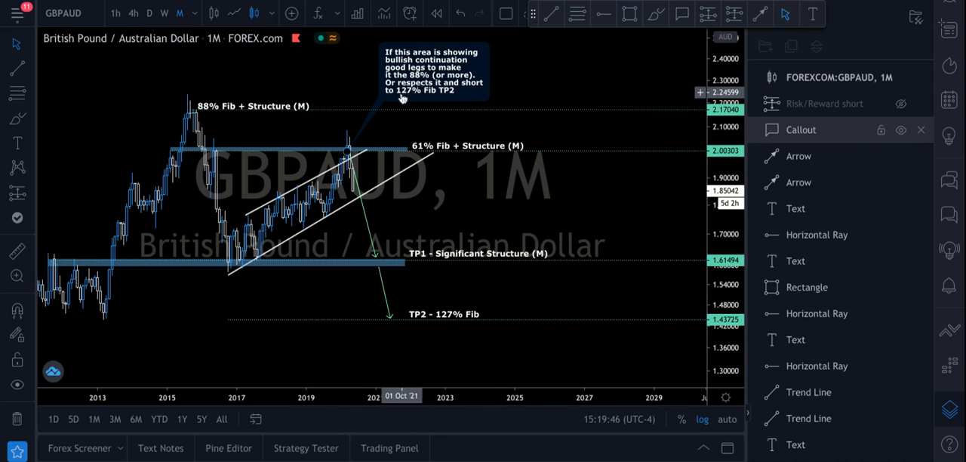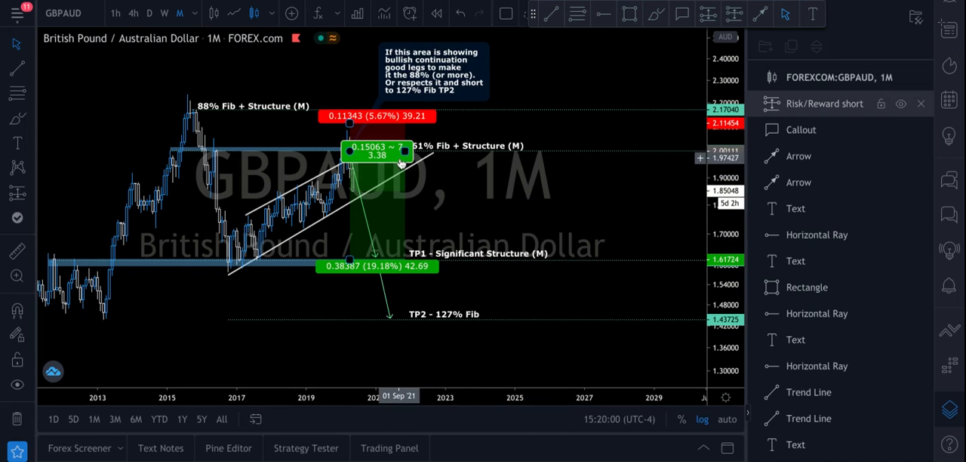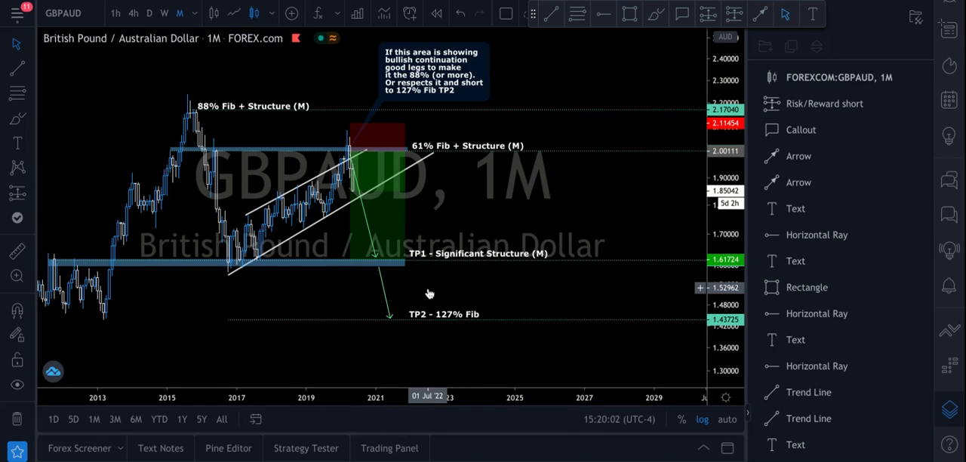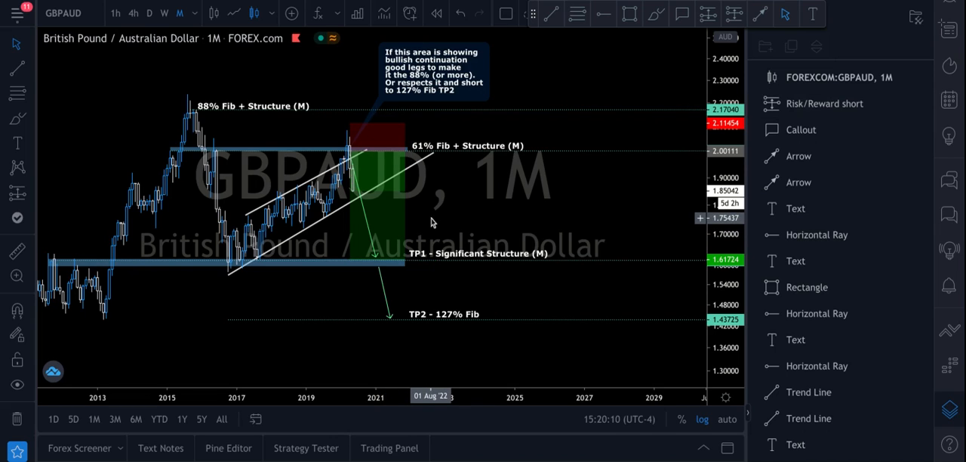However, if it does continue to respect this area as resistance, then we were going to be looking for shorts towards the 127 fib of TP2, and then monitoring price towards the TP1. So this is kind of what I had going on over the last couple of months. If you go back to the profile on TradingView, you can see that we have talked about this pair in this particular setup exactly several weeks prior, and it turns out to be true.